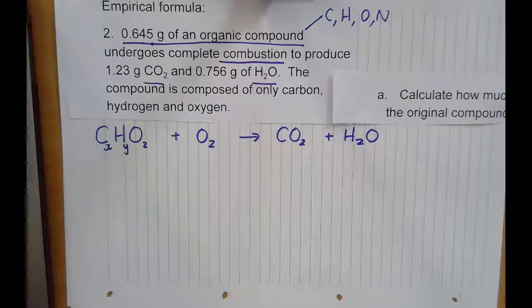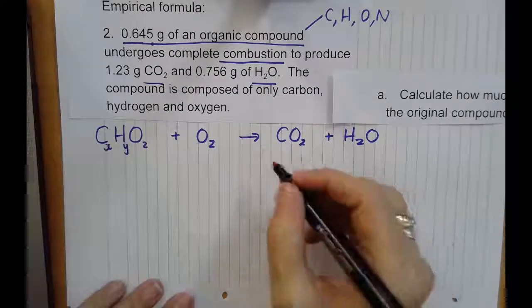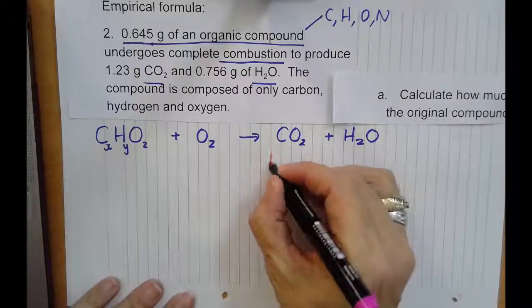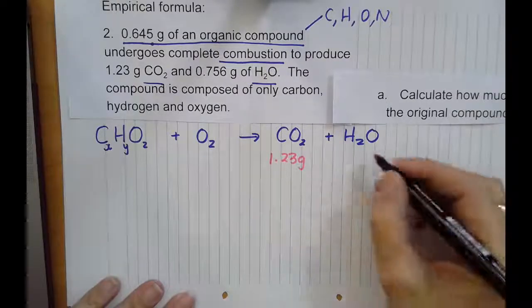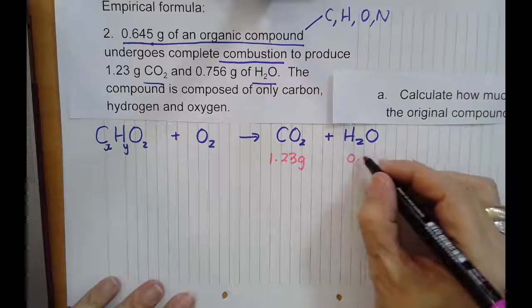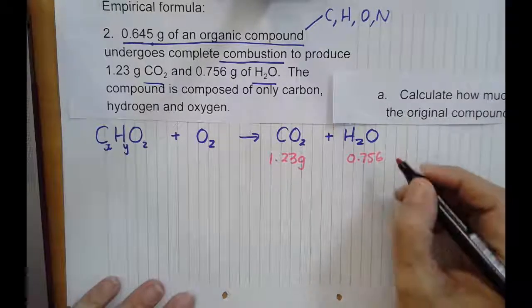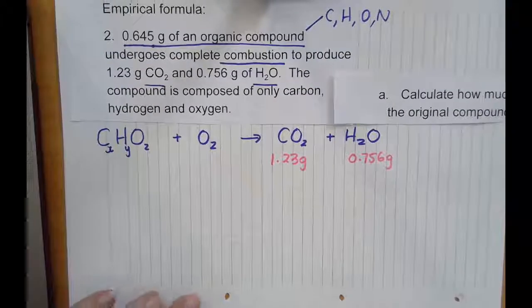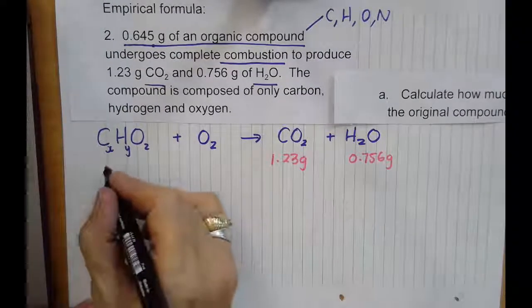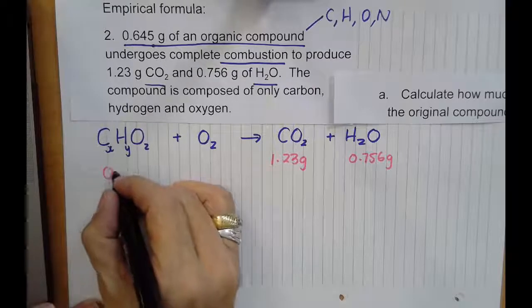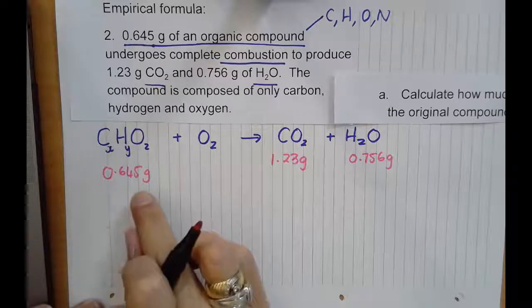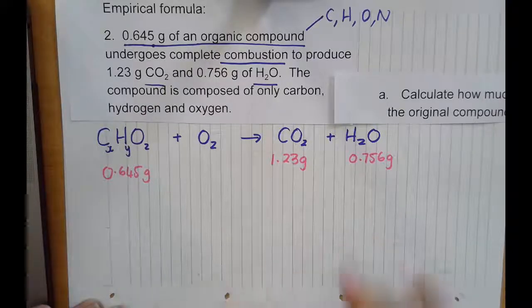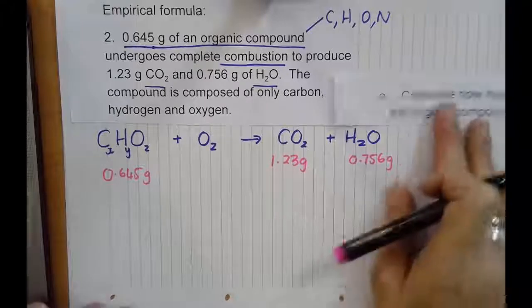Before we do that, we're going to prepare ourselves for this question. So let's put in all the details of what we know, what's given, and what we don't know. They're telling us that the carbon dioxide is 1.23 grams, and they're telling us that the water is 0.756 grams. I'm also being told that my original compound has a mass of 0.645 grams. So I took this amount of the organic compound and I burned it in oxygen. It doesn't tell me how much oxygen.